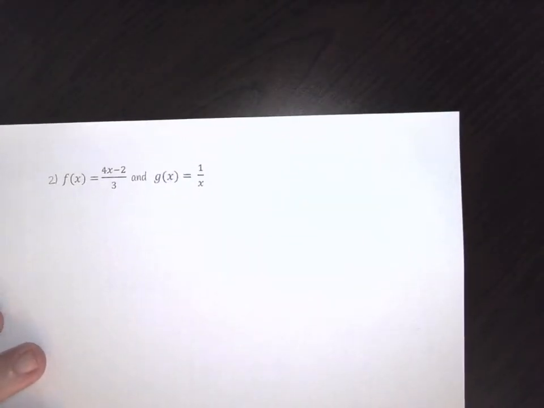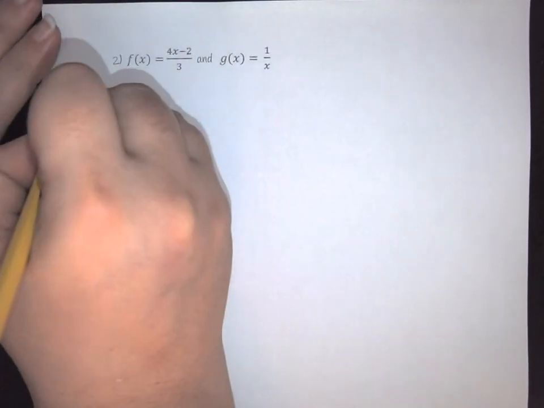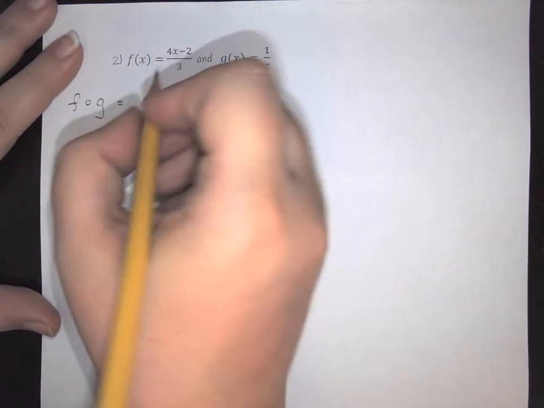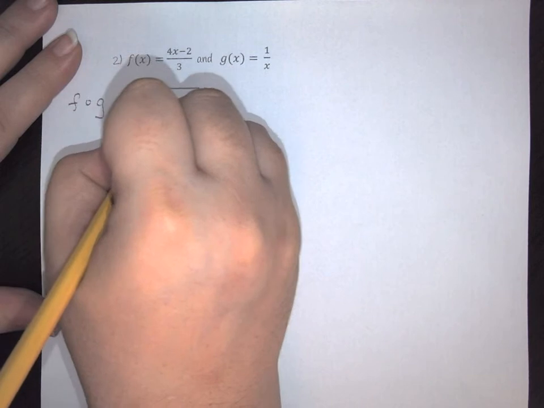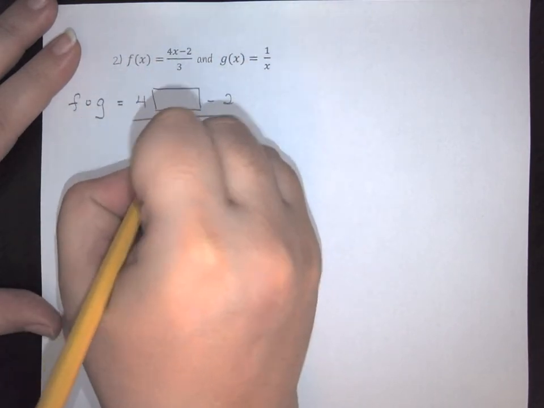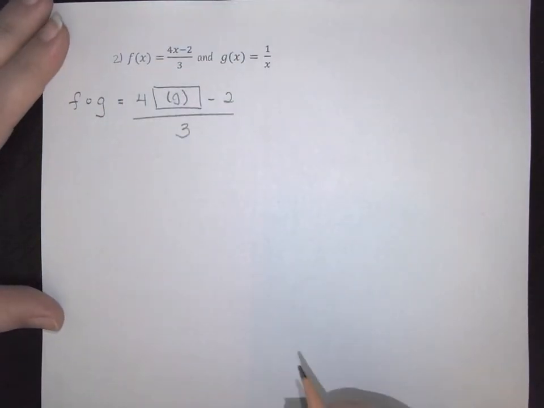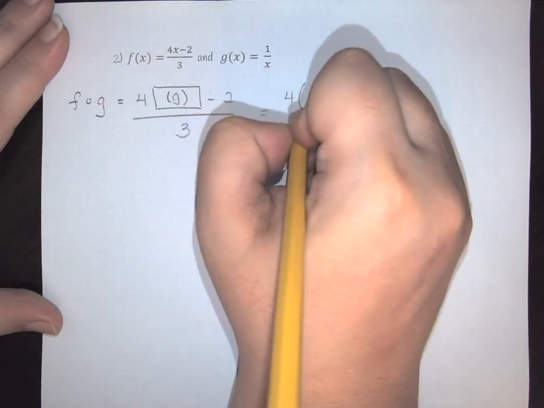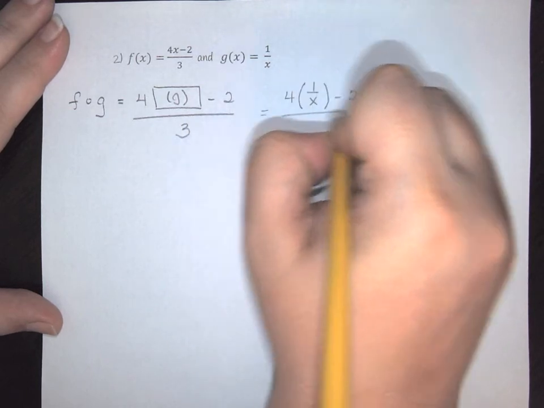Let's look at one more. So here I'm again going to start out with doing f of g. So this is going to end up being 4 times the placeholder minus 2, divided by 3, and remember what goes in here is my g function. So in this case what I end up having is 4 times 1 over x, minus 2, all over 3.